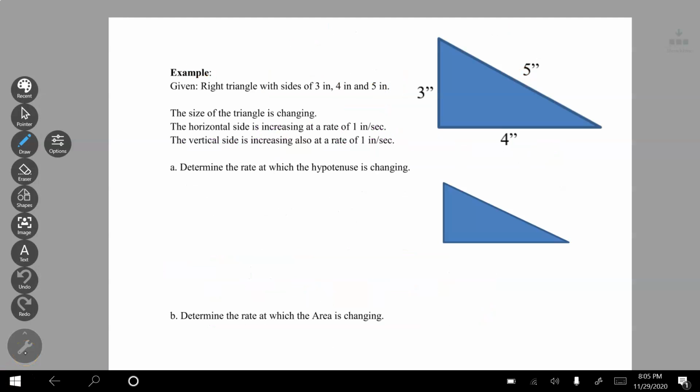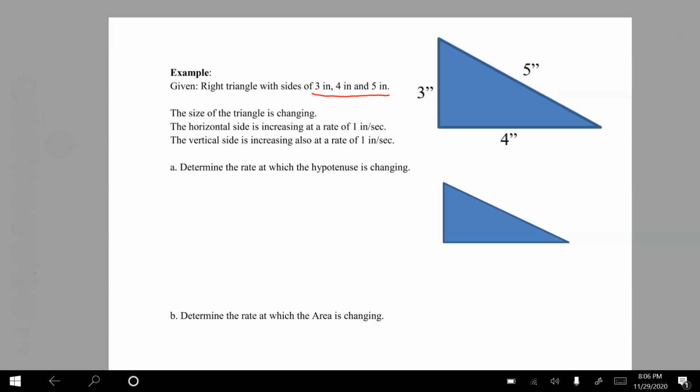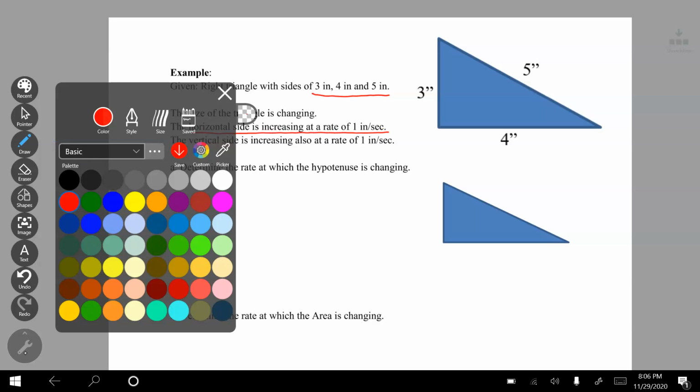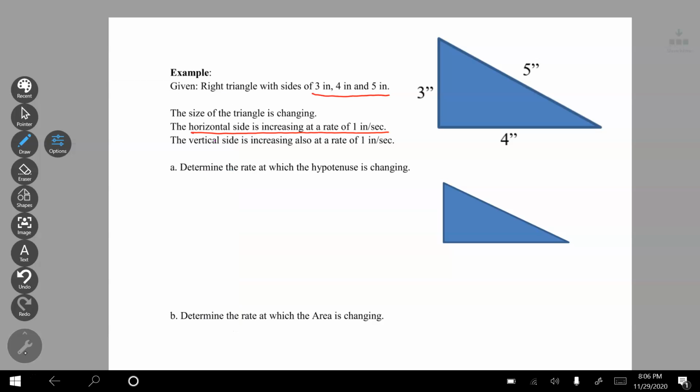Well, I gave you a right triangle. I gave you a 3, 4, 5 right triangle. It was nice I gave you all 3 sides. I don't have to give you all 3 sides. If you know 2 sides of a right triangle, you know all 3 sides. Use Pythagorean theorem. I gave you 2 things. So the horizontal side is increasing at a rate of 1 inch per second, while the vertical side is also increasing at 1 inch per second. Okay?